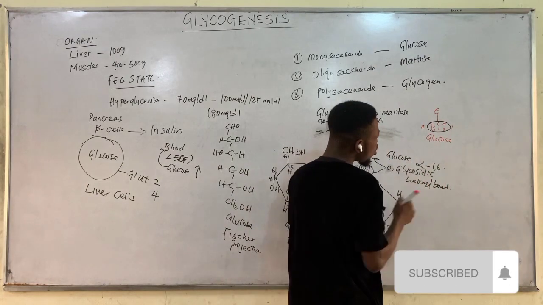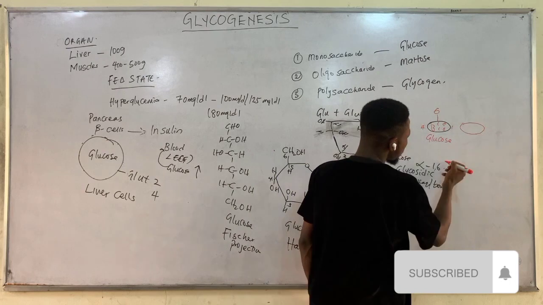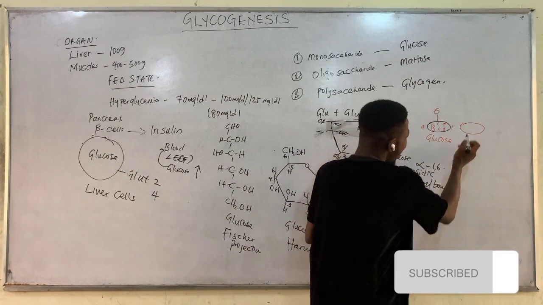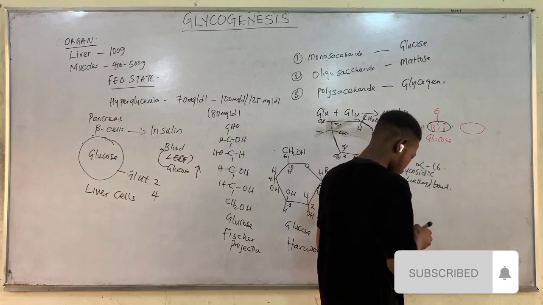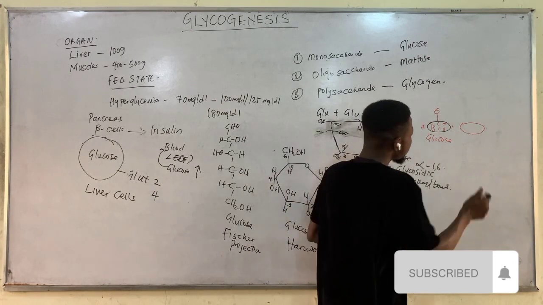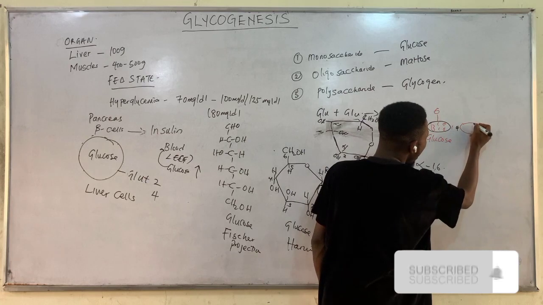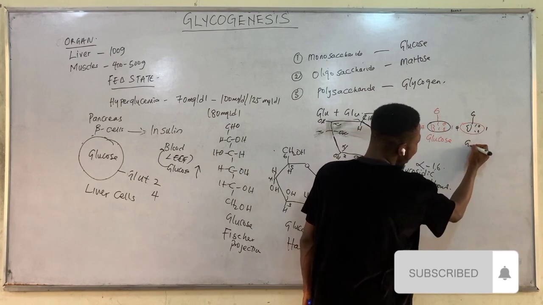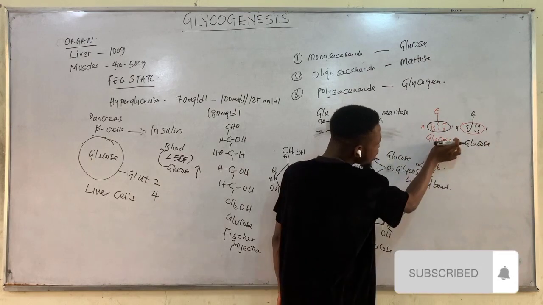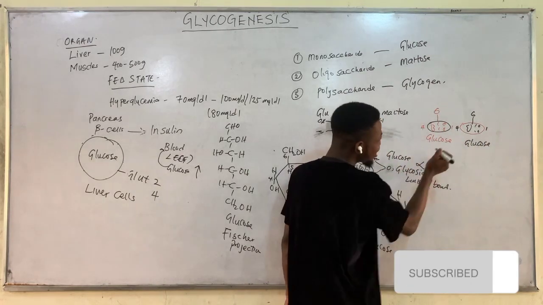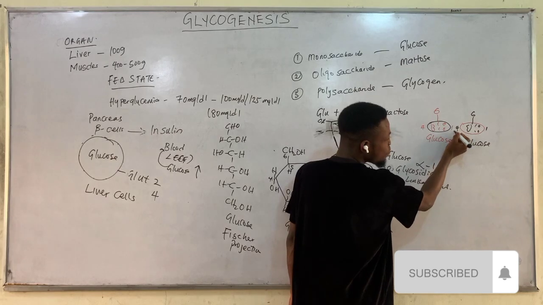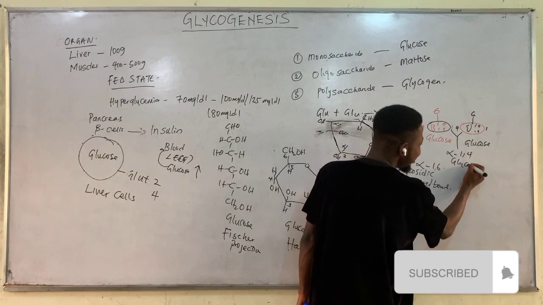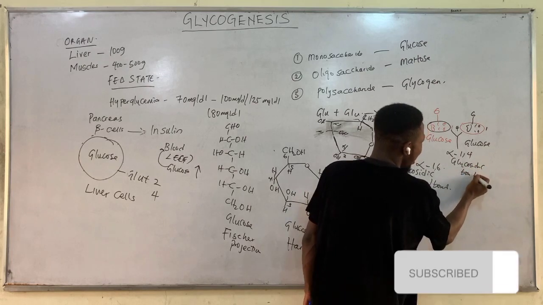So if another glucose binds with this, let me use this another glucose: this carbon 1, carbon 4, and carbon 6 with a smiling face. So if this glucose comes to bind together, what do they use? They use that carbon 1 and carbon 4. And what linkage is that? Alpha 1,4 glycosidic bond.